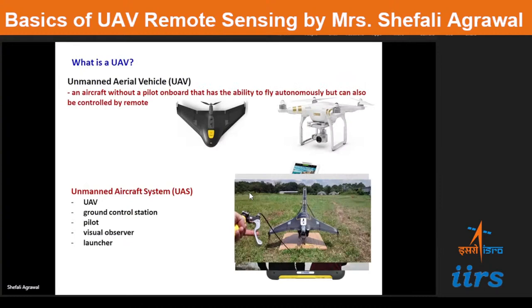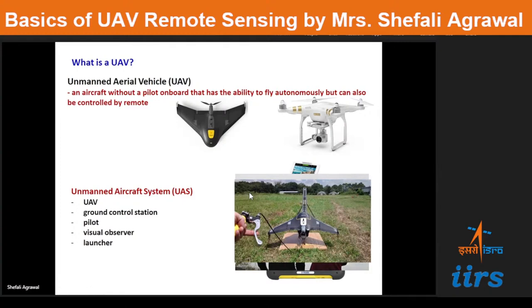Now, let's come to what a drone or UAV is. Drone is the popular name, but it is an unmanned aerial vehicle. It is an aircraft without a pilot on board that has the ability to fly autonomously, but can also be controlled by a remote on the ground by the pilot flying the aircraft. A complete unmanned aircraft system consists of an unmanned aerial vehicle, a ground control station, pilot, launch observer, and a launcher. This is the UAV, and if I have all these accessories along with it, it becomes an unmanned aircraft system.